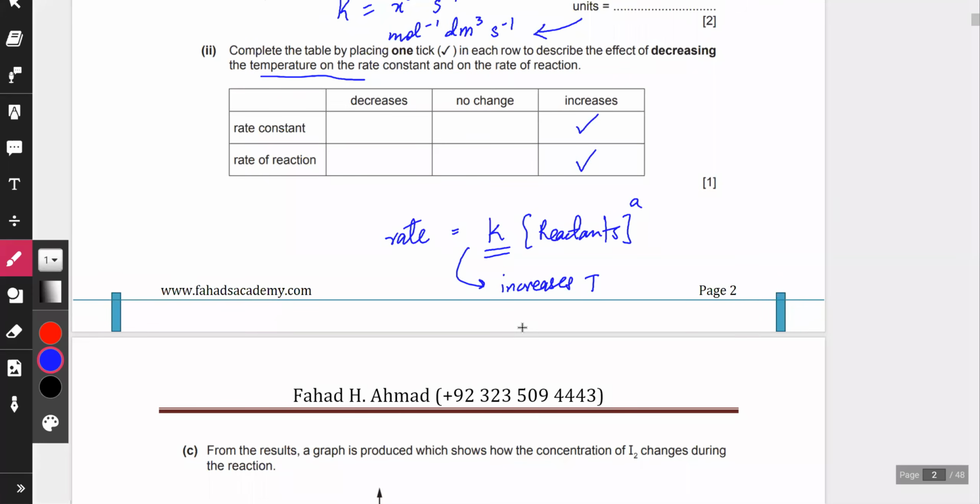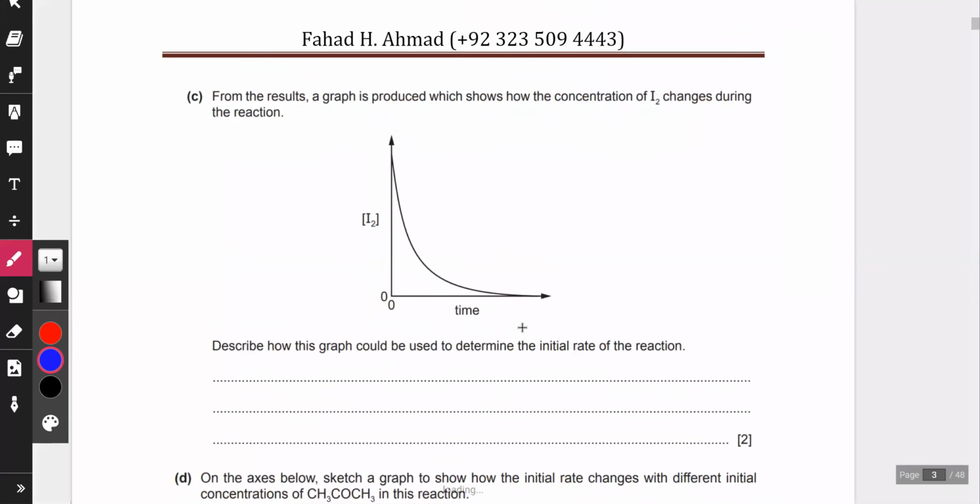Yes, sir. As the next one, from the results, a graph is produced which shows how the concentration of I2 changes during the reaction. I2 is one of your reactants, so it's going to decrease. It's going to get used up. So how could you determine the initial rate of this reaction?